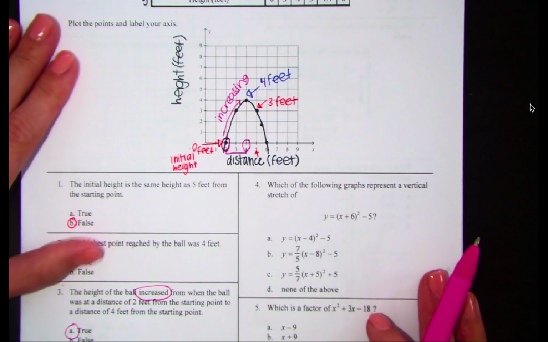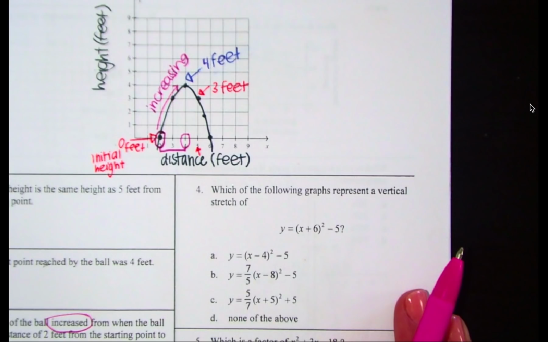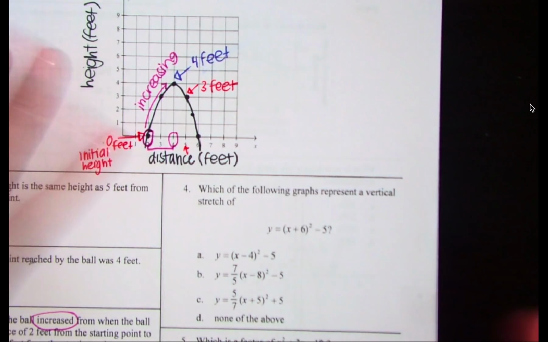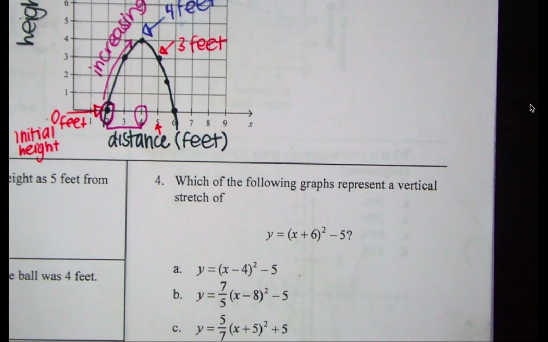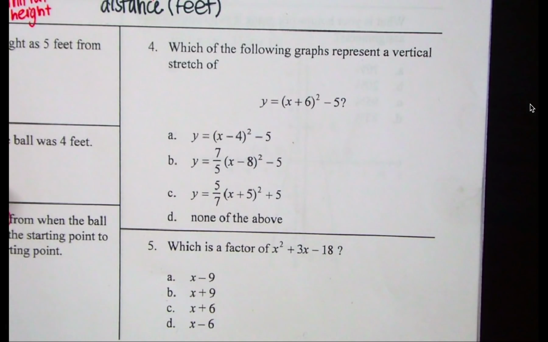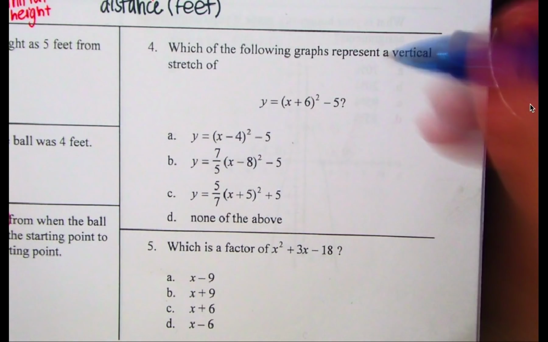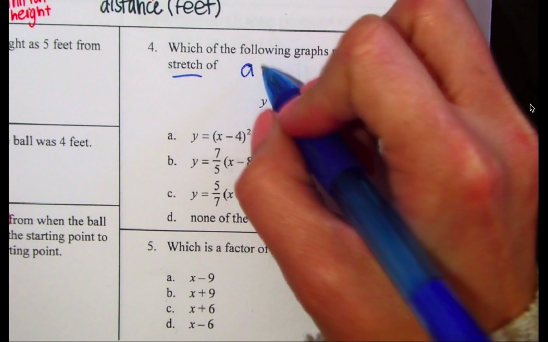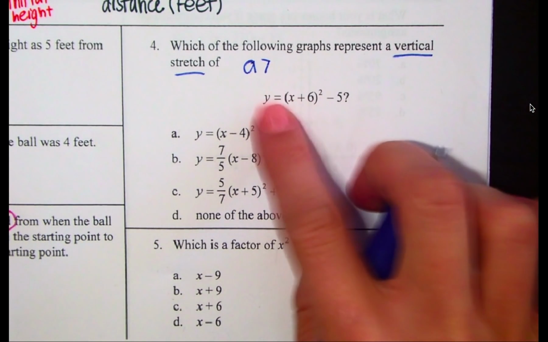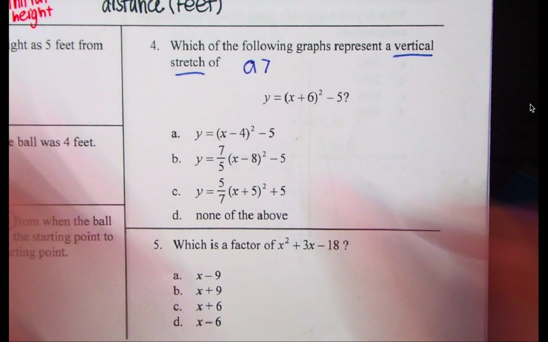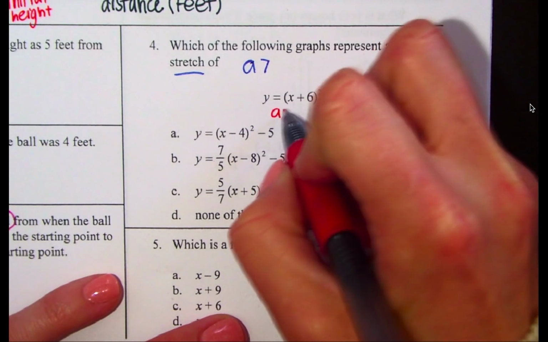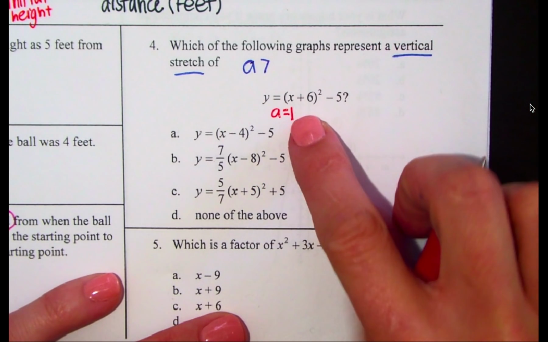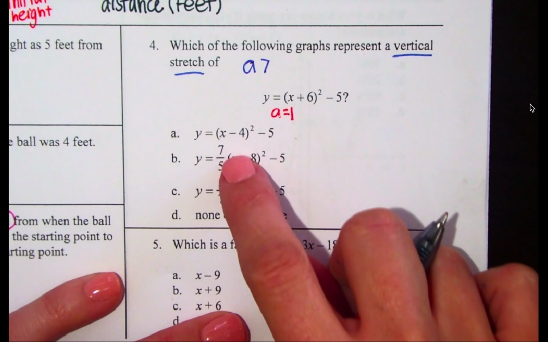All right, so now we're going on to number 4, which no longer uses that information. So we're looking at which of the following graphs represents a vertical stretch of this equation, y equals (x plus 6) squared minus 5. What we're looking for with a vertical stretch is an a value that is greater than what they give us in this original equation. When they give us the original equation, we have an a value of 1. So I'm looking for an a value that's greater than 1.